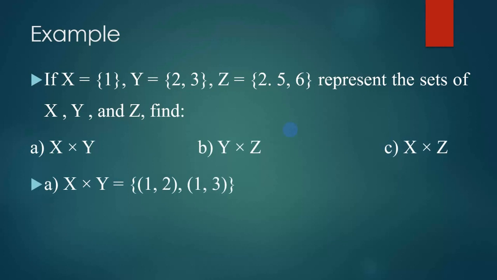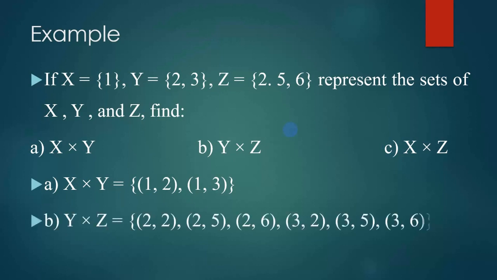X cross y. X contains only one element, which is 1. This element will be a first projection with each element of the set y. So x cross y is the set of ordered pairs (1, 2) and (1, 3). Now y cross z, the same.